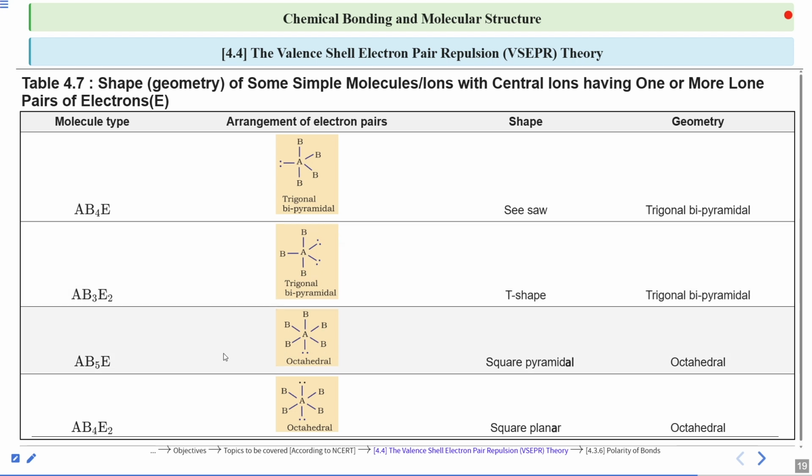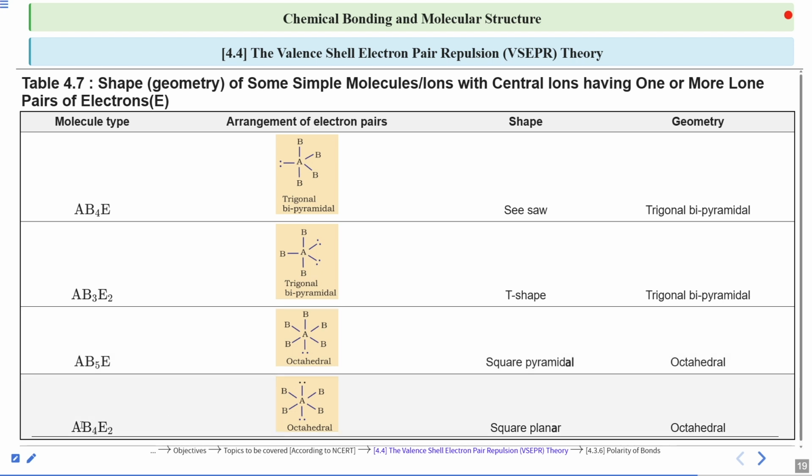Next is AB5E, where we have octahedral. The steric number is 6. So it will have a square pyramid. Why am I calling it a square pyramid? The 4 B atoms are forming a square and on top of that is a B. If you join these lines, you will get a square pyramid. But your overall geometry will be octahedral, including the lone pair.